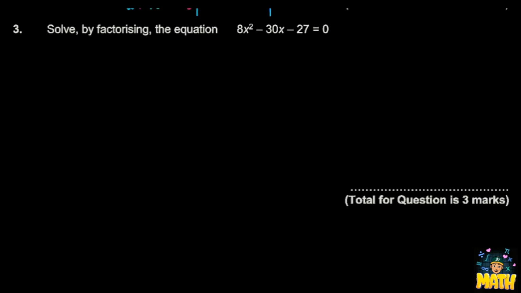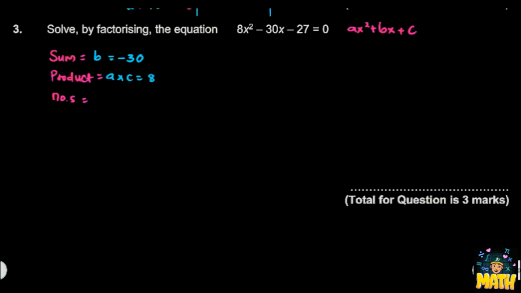So this is an equation. So let's start first by factorizing the expression on the left-hand side. So I'll start with sum, product, and the numbers. So the sum, if we rewrite the normal general expression of a quadratic expression, we'll have the sum being equal to the b, which is the coefficient of x, that is negative 30. The product will be a times the c, which is 8 times negative 27. And that gives us negative 216.